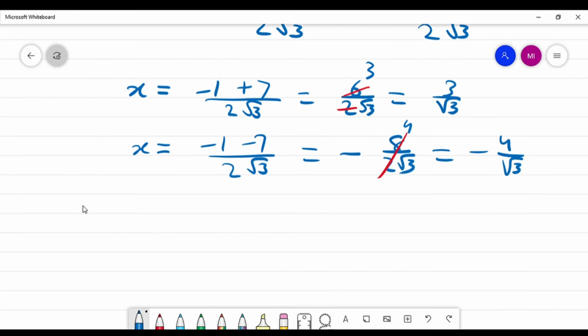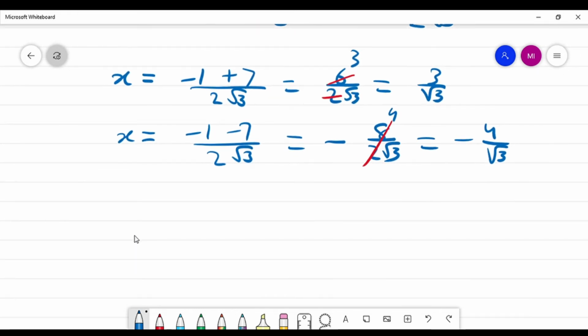But it doesn't end here. We want to rationalize these denominators. So x is equal to 3 over under root 3. We want to get rid of the under root in the denominator. When there's an under root in the denominator, that makes the number irrational. And to eliminate the under root, we have to rationalize it. That's why it's called rationalizing the denominator.